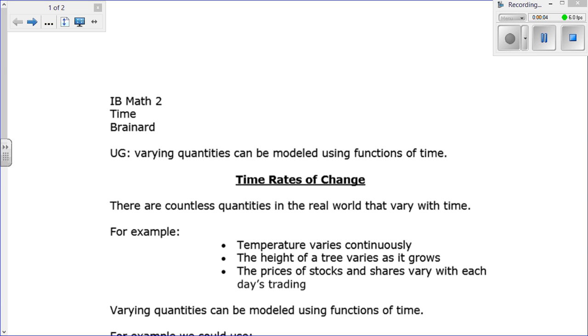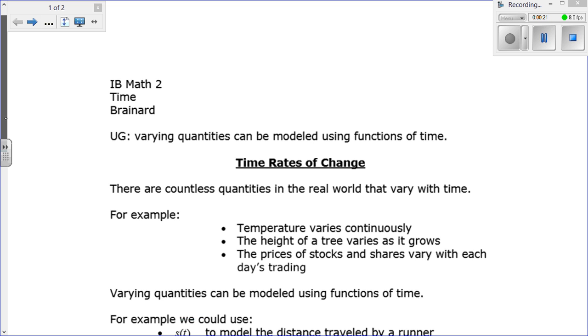Hi and welcome to Calc Apps Day 1, and today we are going to be talking about the time rates of change. Our understanding goal is varying quantities can be modeled using functions of time. So get on the notes here.